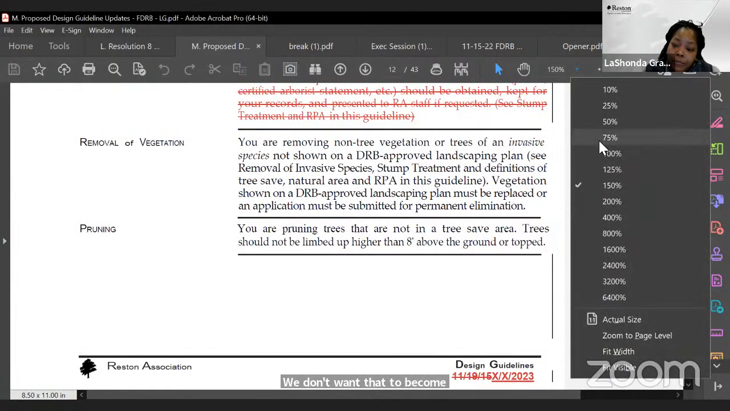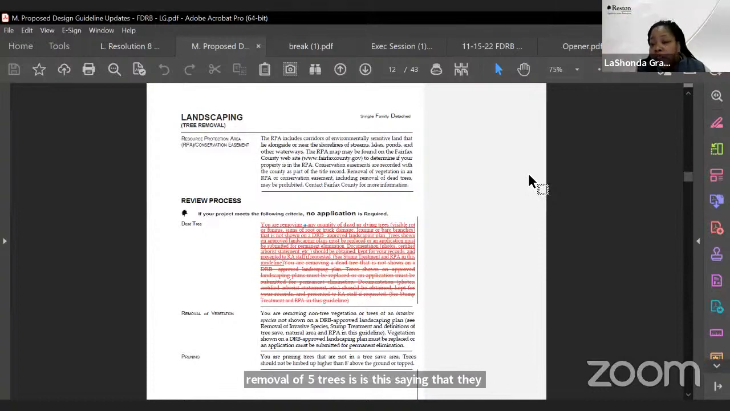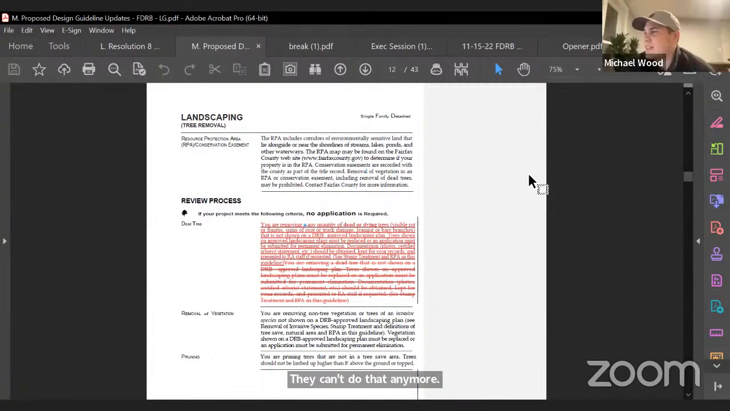Yeah, I guess my thing is that people come in all the time with projects that, let's say, require a tree removal of 5 trees. Is this saying that they can't do that anymore? They can do it. It would just not be staff level review. Oh, okay, I see. This is just for staff. Staff may review your application. Okay, I see that part now. Thank you. No problem.